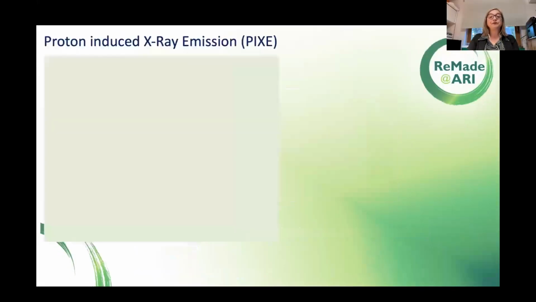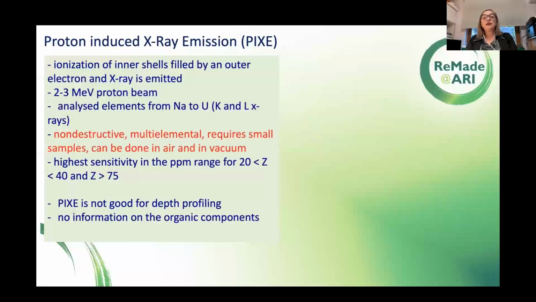Just a brief couple of words about proton-induced X-ray emission or particle-induced X-ray emission. We ionize inner shells of atoms, which are filled in a very short time with electrons from outer shells. For energy conservation, an X-ray is emitted. As every atom has very defined shells where electrons move, this emitted X-ray is a signature of the element. So we know which element is present in the sample.